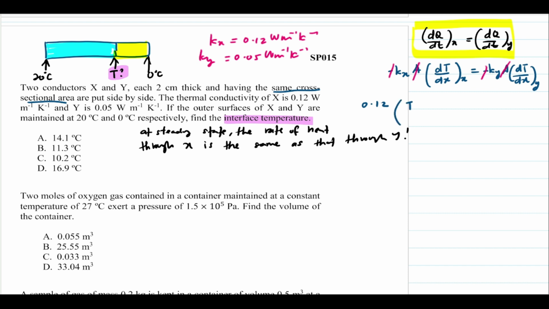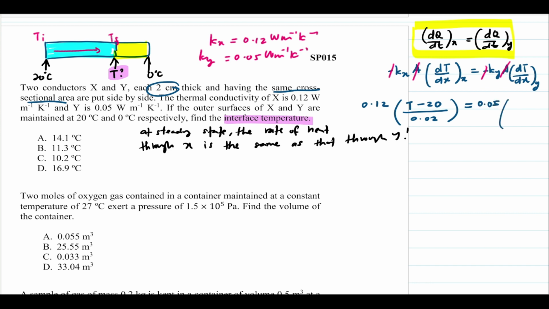Okay, since heat will flow from 20 degrees Celsius to T, so ini akan jadi T initial, ini akan jadi T final dia. So, T minus 20 degrees Celsius over dx. Dx dia, ketebalan dia berapa tadi? 0.02. Sebab 2 cm 0.02. Equal to Ky adalah 0.05.